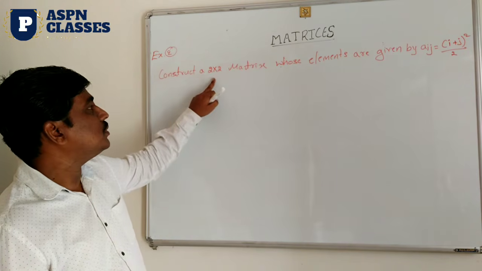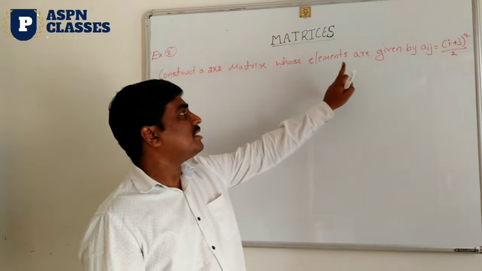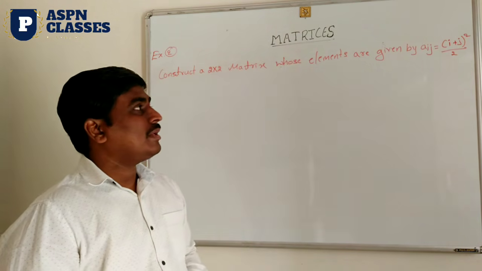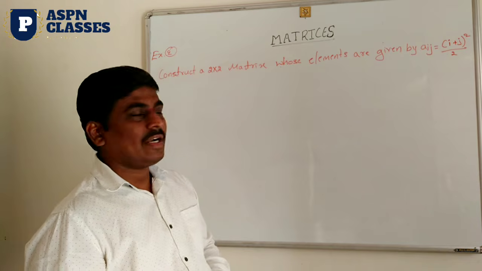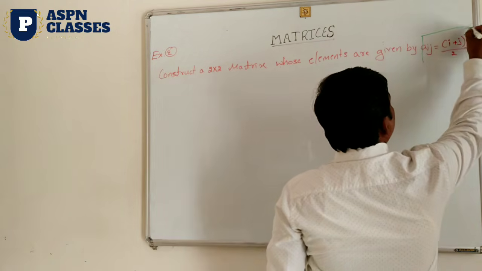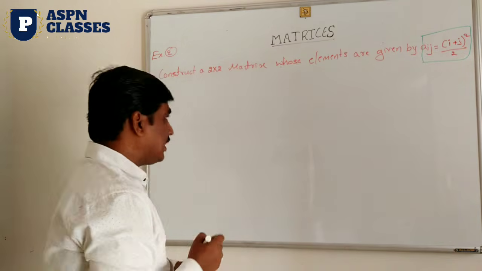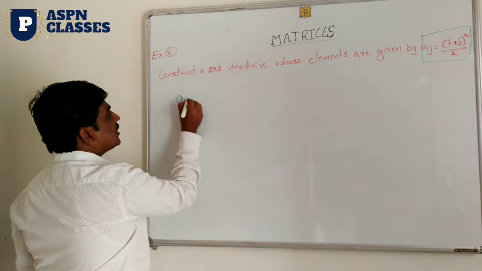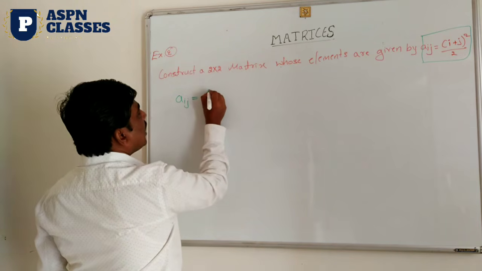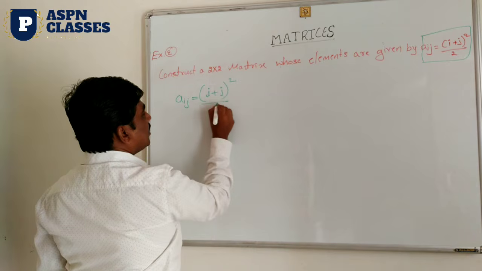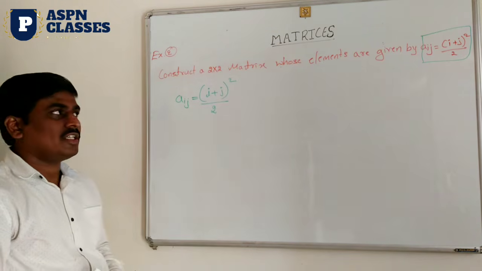Next, second question. Observe here. Construct a 2 into 2 matrix whose elements are given by aij is equal to (i plus j) whole square divided by 2. This is the question. So first you observe this result. Here I am going to write aij is equal to (i plus j) whole square divided by 2. This is the equation they have given.